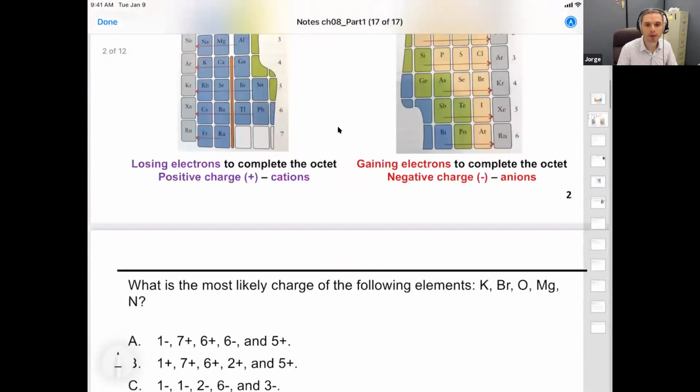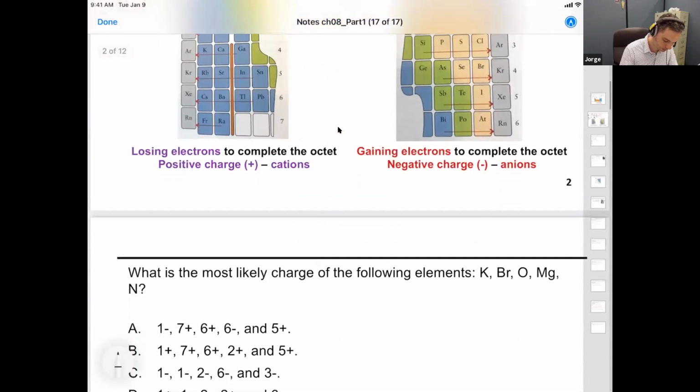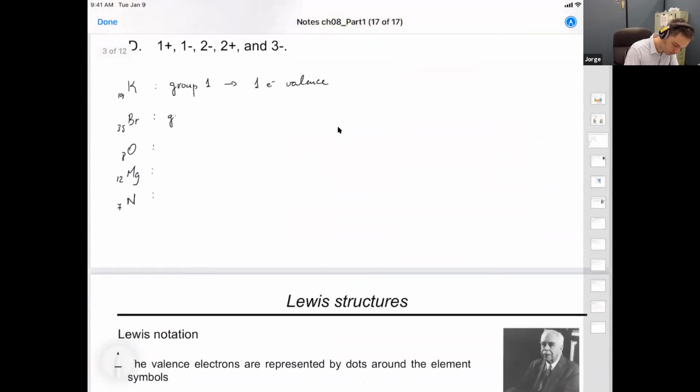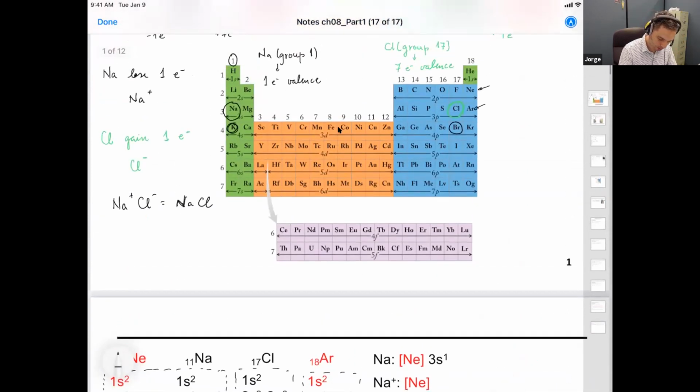Bromine is all the way here in group 17. So bromine belongs to group 17. For groups 13 to 18, you have to subtract 10 electrons from the d orbitals. Therefore, we have 7 electrons in the valence shell. Oxygen is right here at the top of group 16.